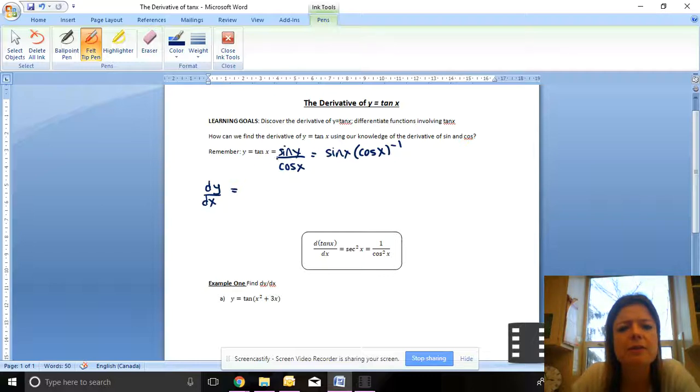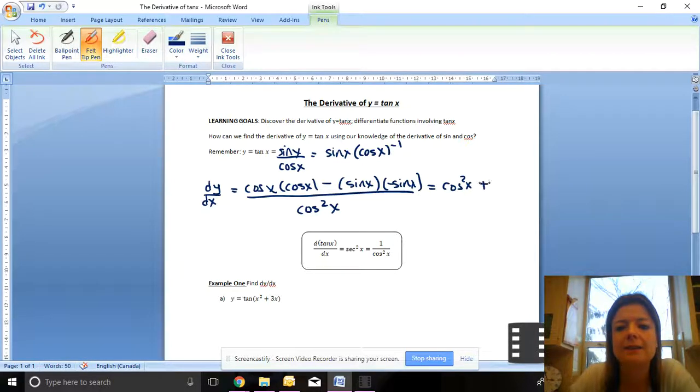So when you take the derivative of this, you take the bottom times the derivative of the top, which is cos x, minus the top times the derivative of the bottom, which is minus sine x, all over the bottom squared, which is cos squared x. Now watch what happens. You get cos squared x plus sine squared x all over cos squared x.